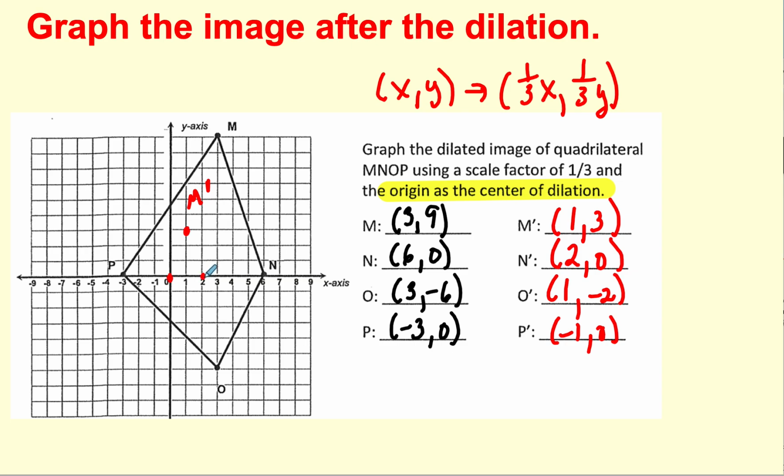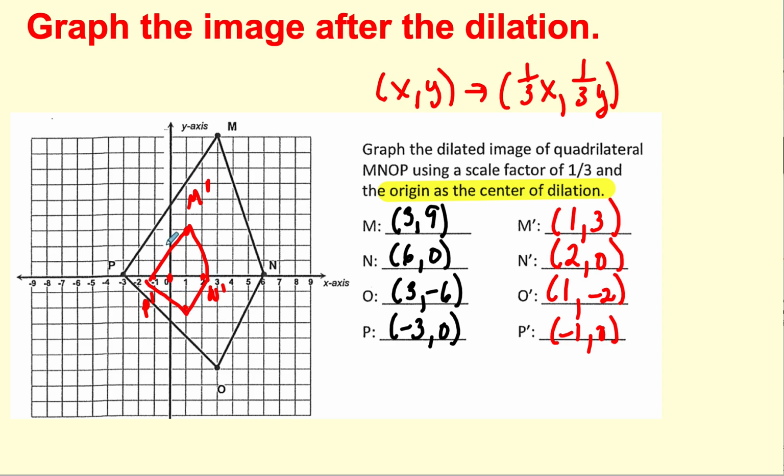2, 0 right here. That is going to be N prime. N was over here, and it's being brought closer to the origin. And negative 1, negative 2 right here. So here's O. O wants to get closer to the origin. And then we have P prime, which is negative 1, 0 right here. P prime, let's go ahead and graph it so we can see what it looks like.